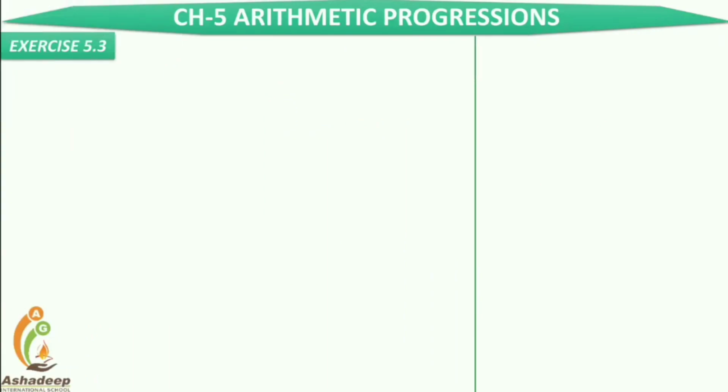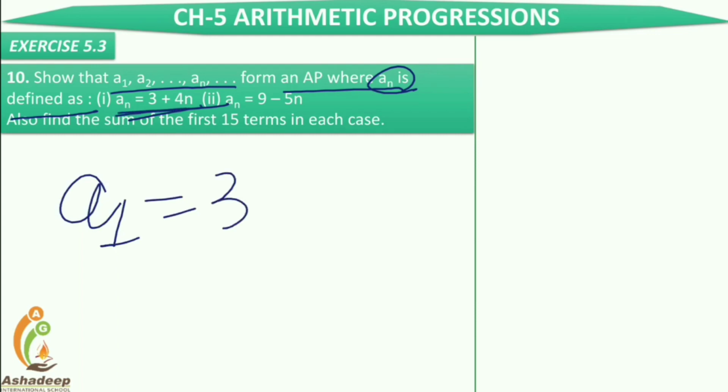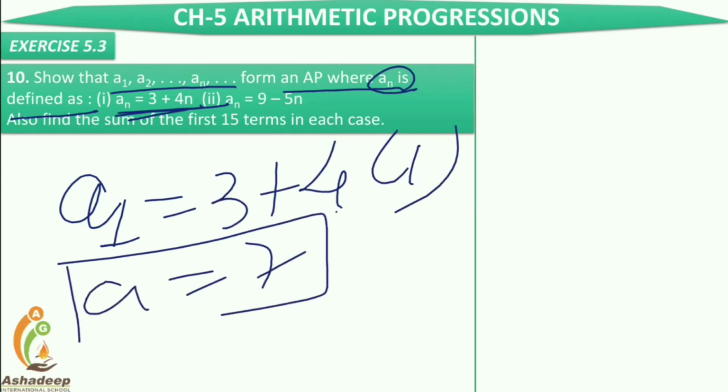Okay, now question number 10. It says a1, a2, a3, an is in the form of an AP, where an is defined as 3 plus 4n. An means what? It is nothing but the nth term, right? If you find a1, a1 is equal to 3 plus 4 into 1, which is 4 plus 3, that is 7. That means a1 is equal to 7.